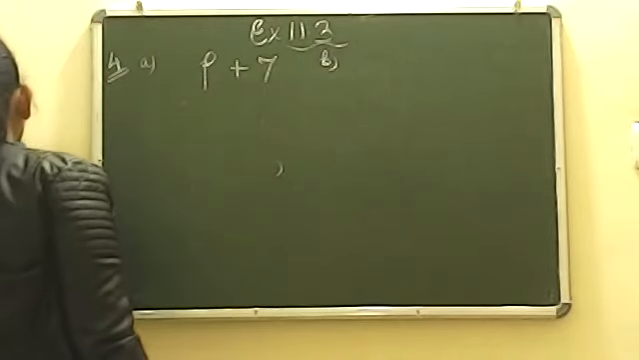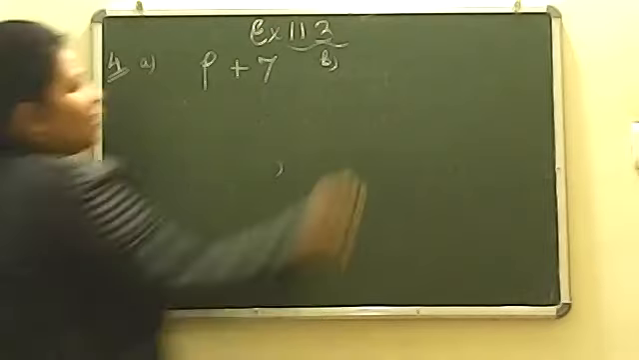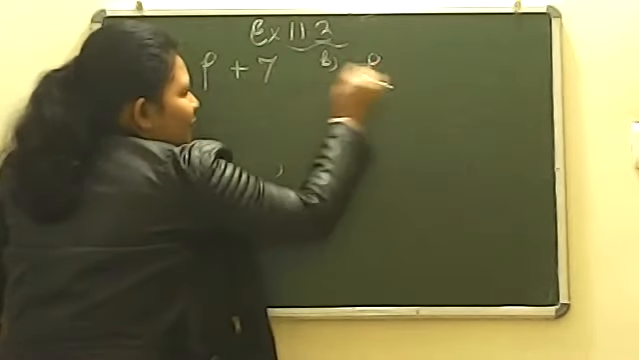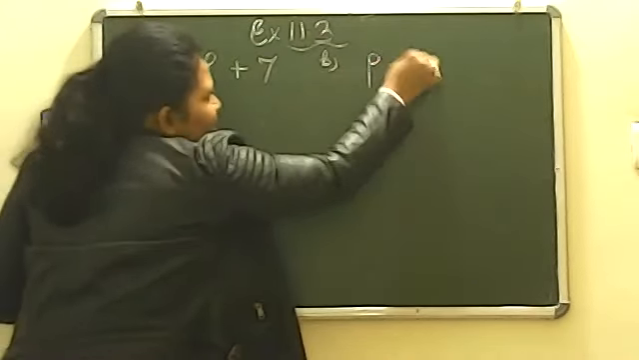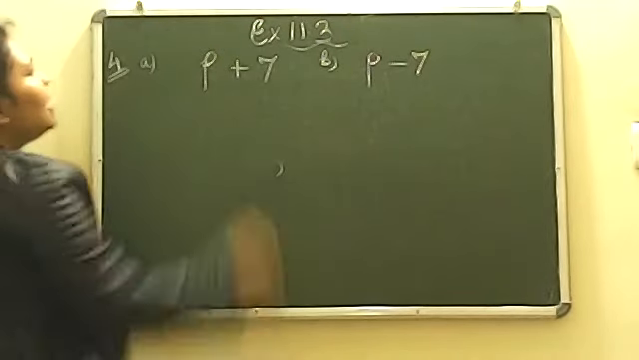Question number B. 7 subtracted from P. From P means P will come in front. Subtraction means minus. And what is subtracted? 7 is subtracted. So the answer would be P minus 7.